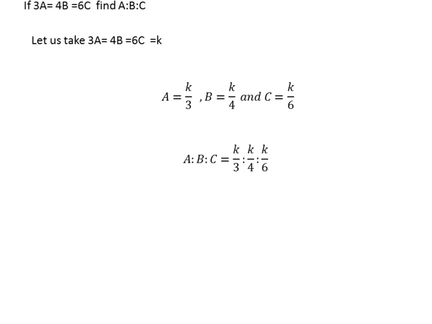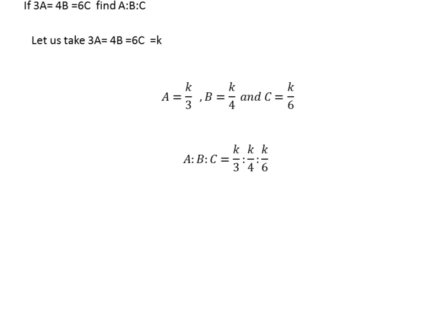If 3A equals 4B equals 6C, we need to find out A is to B is to C. Now what I can do? I can take 3A equals 4B equals 6C equals k. Now, if 3A equals k, I can write A equals k by 3, B equals similarly k by 4 and C equals k by 6. Now I want the ratio of A is to B is to C. So I can write k by 3 is to k by 4 is to k by 6.